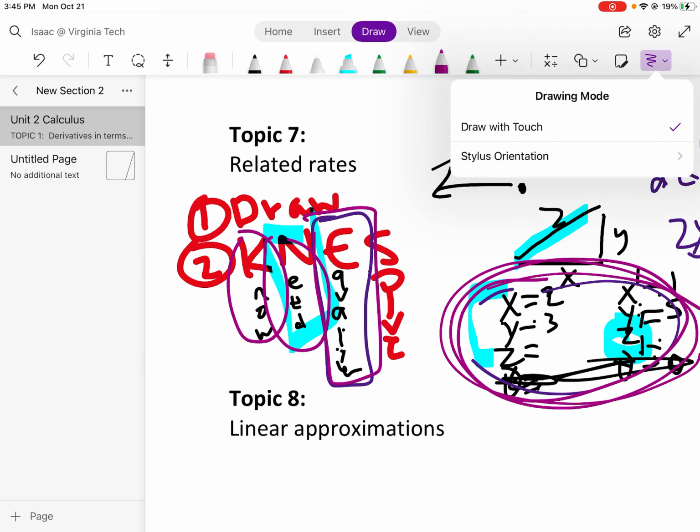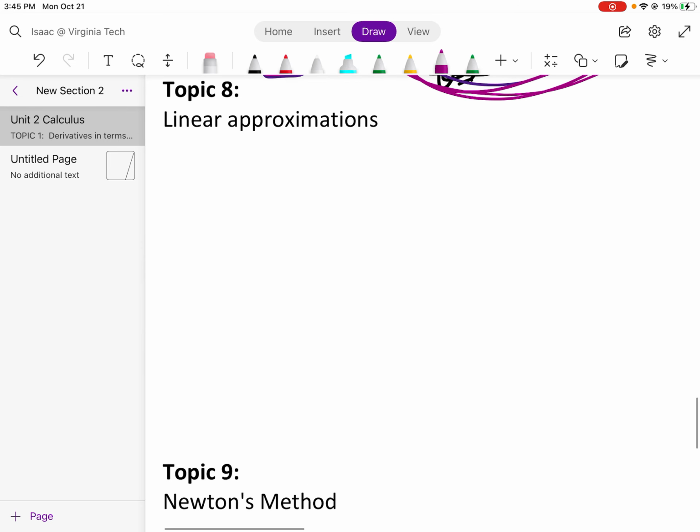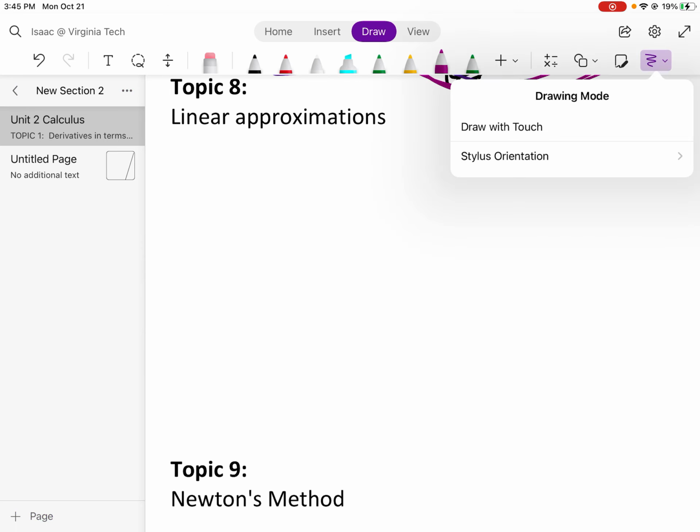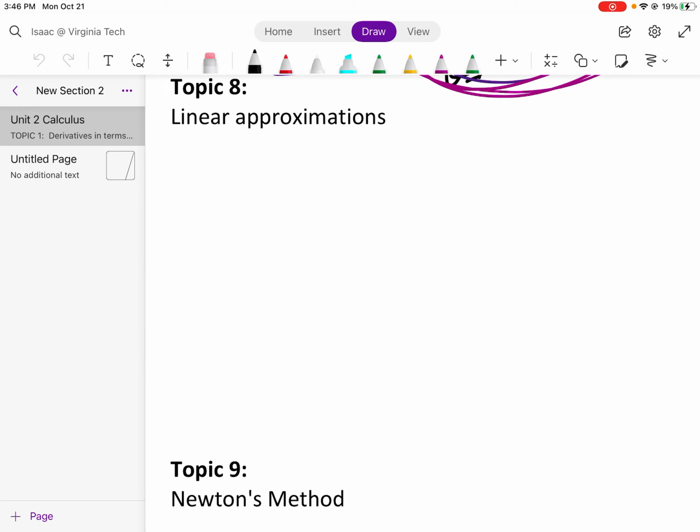If that doesn't make sense, please watch the video that I will make on that. But that's related rates. Linear approximations. This isn't too bad. There's just one thing: you do need to memorize this formula I'm about to write.